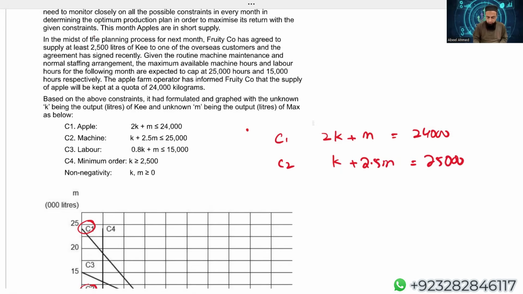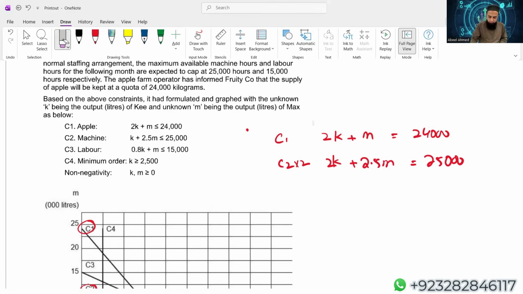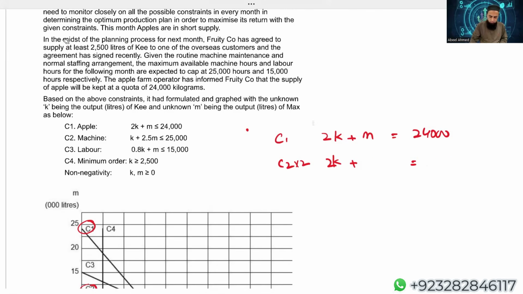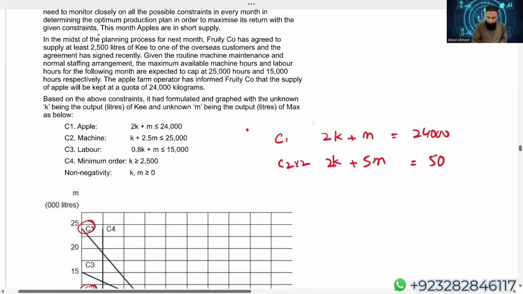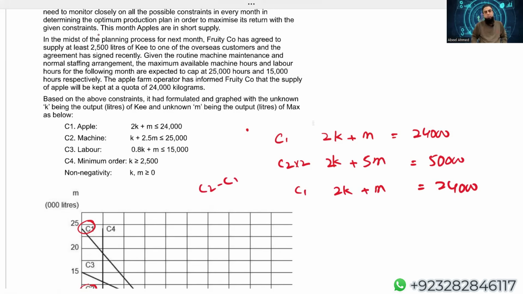What is the benefit I'll get? I'll tell you. If I multiply C2 by 2, then it will become 2K, 2.5M will become 5M, and 25,000 becomes 50,000. Now C1 is 2K plus M is equal to 24,000. If I deduct C1 from C2, 2K and 2K will be cancelled out, and I'll be left with 4M is equal to 26,000.